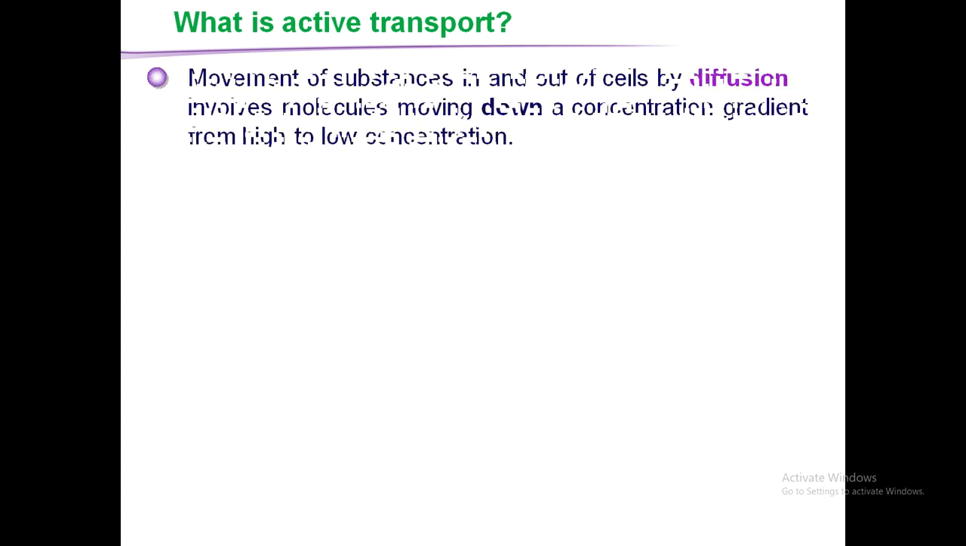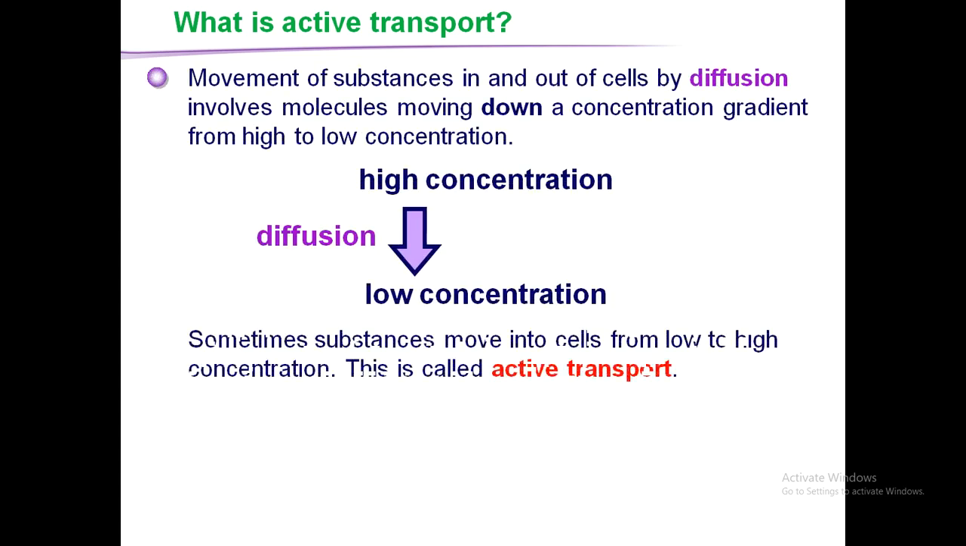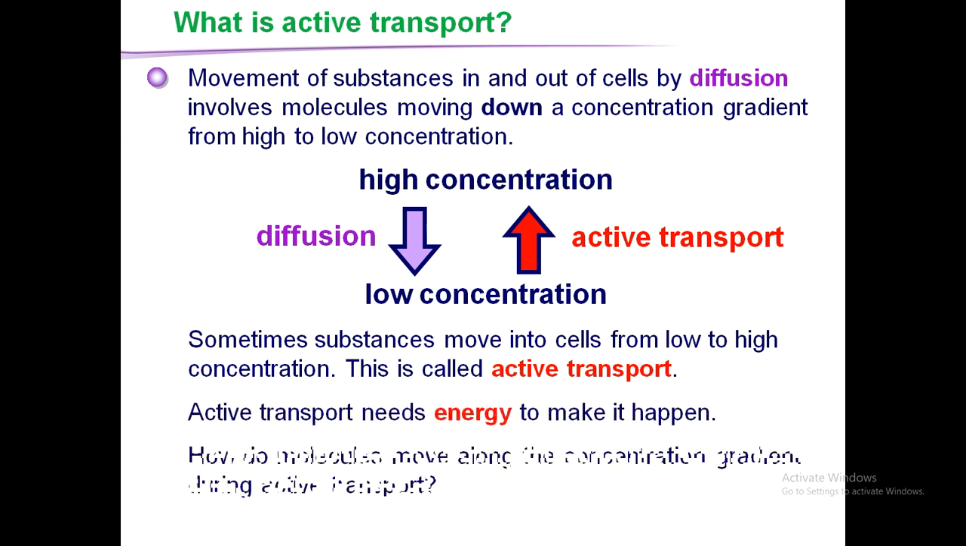What is active transport? Here the word active means the movement of molecules from a low concentration area to a high concentration area. It is the reverse process of diffusion, but here we also have some other molecules involved in this process. These molecules are known as the energy molecules. So active transport needs energy to make it happen. It is impossible to move some molecules from a low concentration area to a high concentration area without the expense of energy. It can't happen.